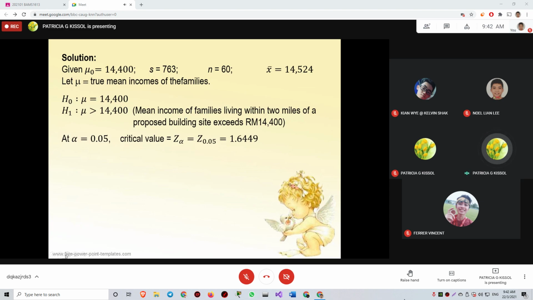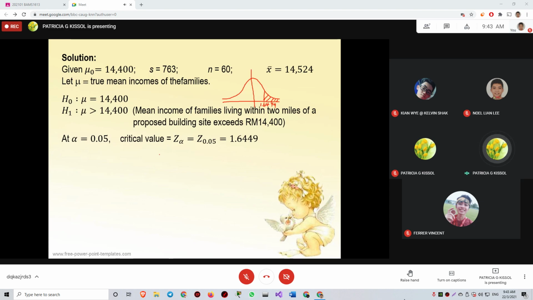Now in exam, or in your assignment, you do not need to draw the normal distribution. There's no marks allocated for drawing this diagram. But for me, I'm used to drawing it so that I will not make a careless conclusion. So we know that this is the rejection region, just like the example just now.